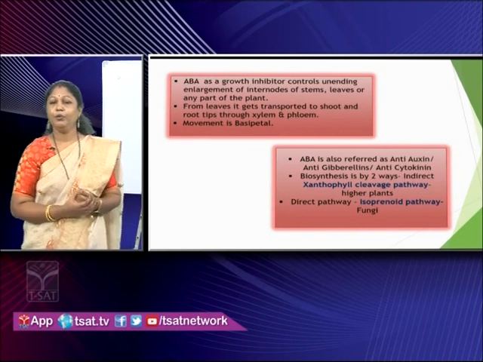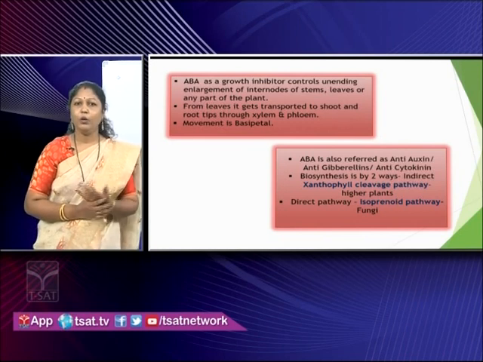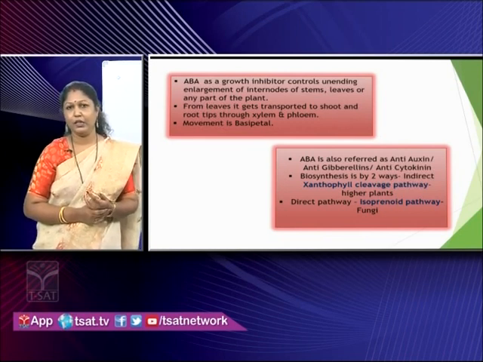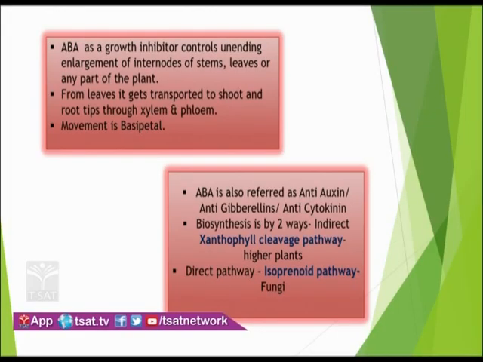Let us learn a few more things about this popular natural growth inhibitor. It controls the uncontrolled growth of the cells, that is, continuous enlargement and continuous growing is checked periodically. So, it acts as a natural internal check, and remember that it is antioxidant, anti-gibberellin and anti-cytokinin. Whatever effects they are going to show on the plant part, it is going to counterattack them. The movement of it is basipetal in nature, and from the leaves it gets transported to shoot tips and root tips through xylem and phloem, where it can show its effect. So, let us go further now.